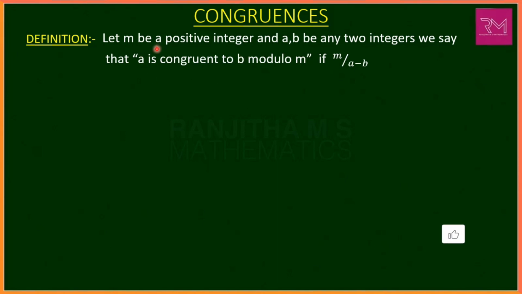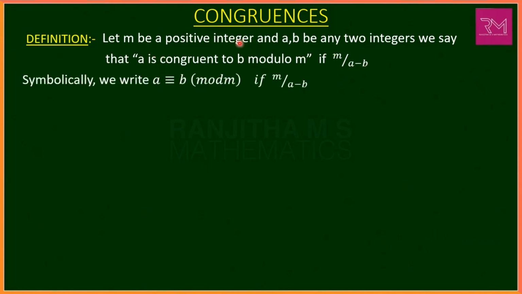So this is the definition of congruences, where m is a positive integer and a and b are any two integers. Symbolically we can write this definition as a is congruent to b mod m if m divides a minus b. Here the symbol denotes congruency, that is, a is congruent to b mod m. This condition holds if m divides a minus b.